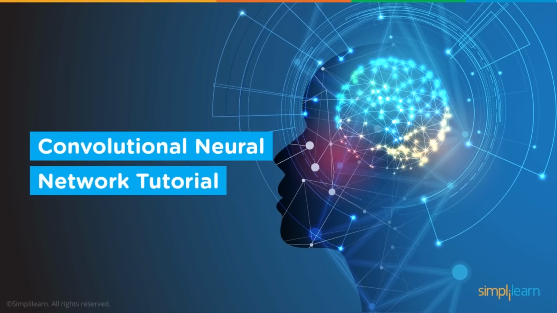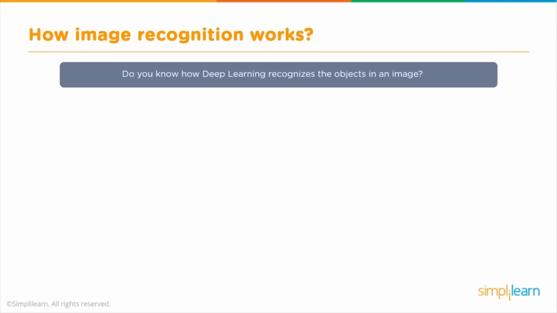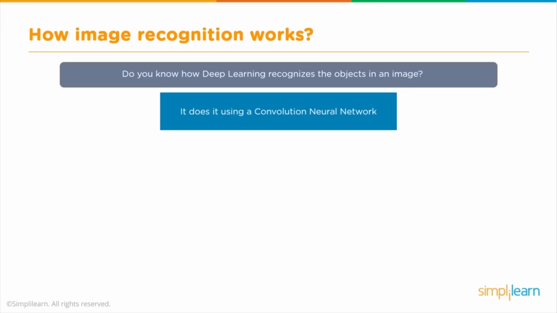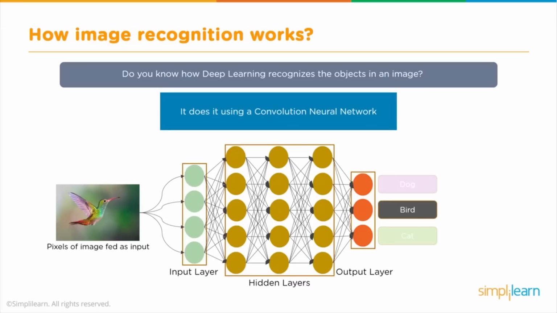Today we're going to be covering the convolutional neural network tutorial. Do you know how deep learning recognizes the objects in an image? And really, this particular neural network is how image recognition works. It's very central, one of the biggest building blocks for image recognition. It does it using convolution neural network. And over here we have the basic picture of a hummingbird. Pixels of an image fed as input.